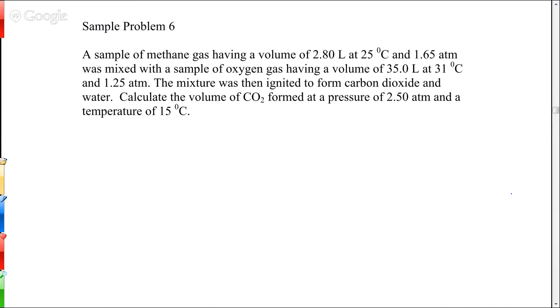What do you think we should do first? You convert them all to STP. We could convert them all to STP and do it that way, although we still would have to then change it to whatever it's asking for the product. So that's one way to do it. What else could we do here?